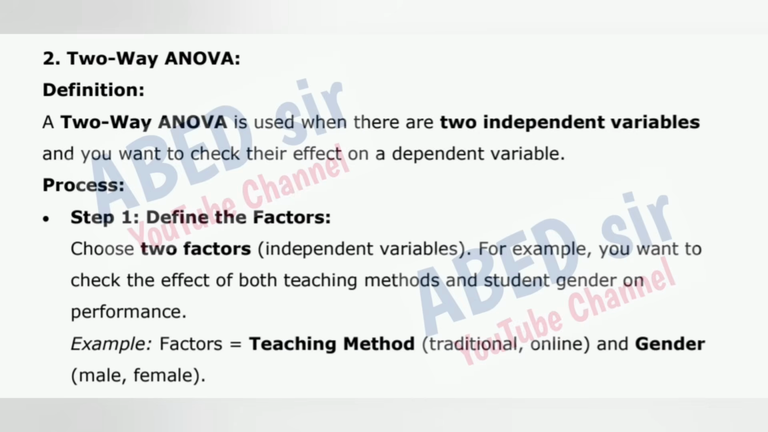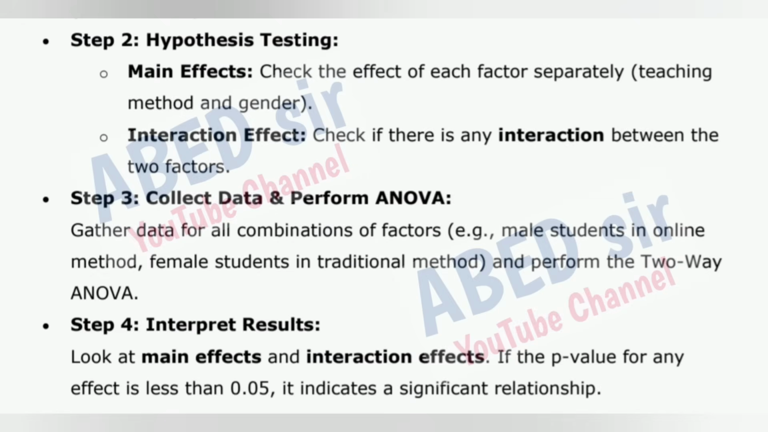Example, factors equal teaching method, traditional, online, and gender, male, female. Step 2. Hypothesis testing. Main effects, check the effect of each factor separately, teaching method and gender. Interaction effect, check if there is any interaction between the 2 factors. Step 3. Collect data and perform ANOVA.